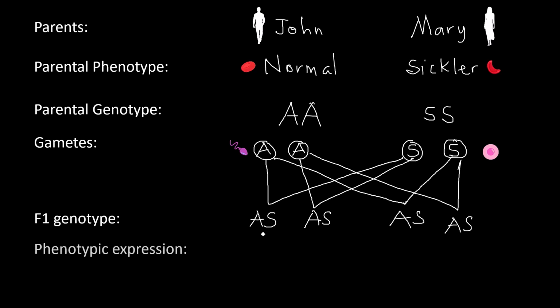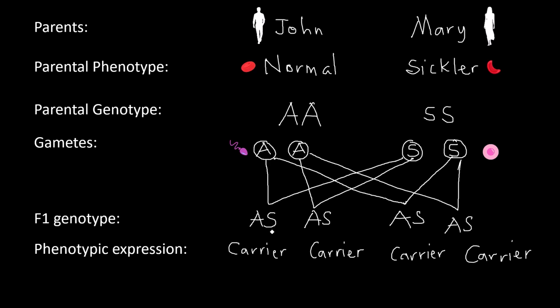So this AS, what's the phenotypic expression for it? AS, for phenotypic expression, is a carrier. This AS is also a carrier. This AS is also a carrier. And the last one is also a carrier. Remember, AA means the child is normal, SS means it's a sickler, AS means it's just a carrier, but not a sickler. The person has the trait, but doesn't express it phenotypically.